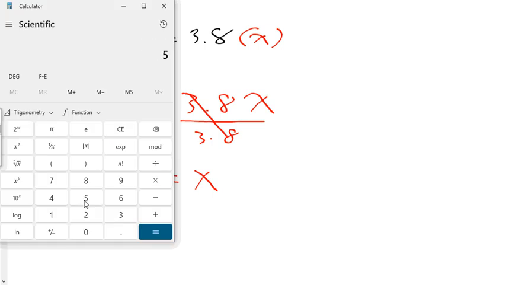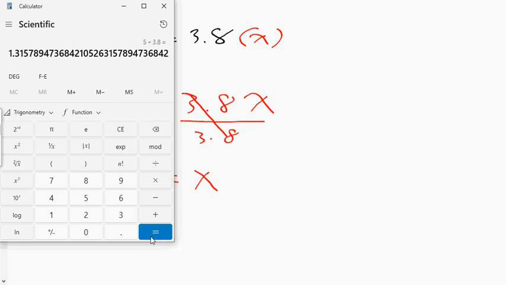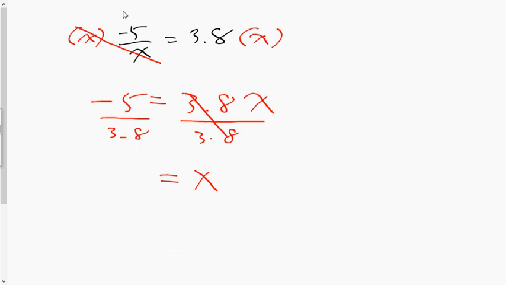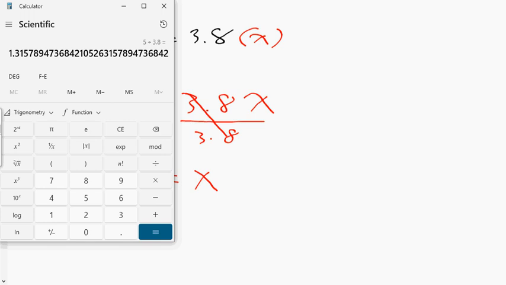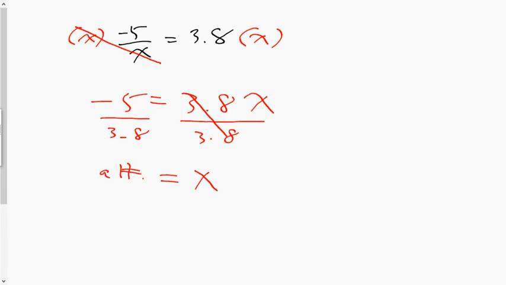5 divided by 3.8, which equals 1.3157893684210. Oh boy, that's a tough one. It's a number. What do we want to put there for that? Let's put approximately 1.3.